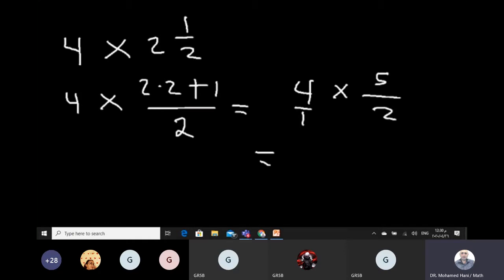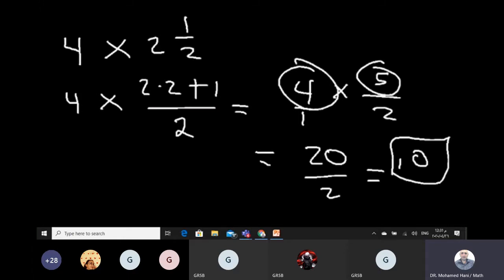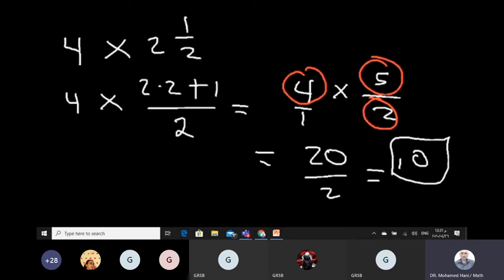Now, for this one, we could just multiply across. 4 times 5 is not a big number. It's only 20. 20 divided by 2 is 10. If you get a large number, it's easier if you divide first. If we chose to divide first, 4 divided by 2 is 2. 2 times 5 is 10. We'll get the same answer.